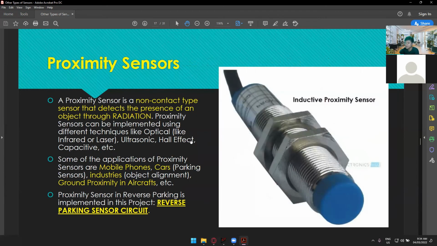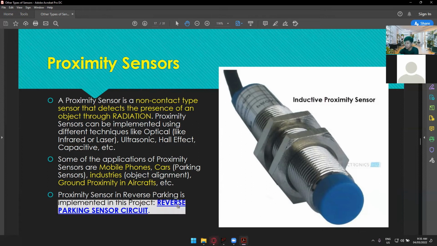And then we also have proximity sensors, wherein I guess you guys already know what a proximity sensor is from the word proximity. This one is very common in our smartphones. So this is a non-contact type sensor that detects the presence of an object through radiation. This one is most commonly used in applications like smartphones or mobile phones, rather, cars, and industries, like for object alignment, and ground proximity in aircraft, and many more. And then of course again, check this website right here.